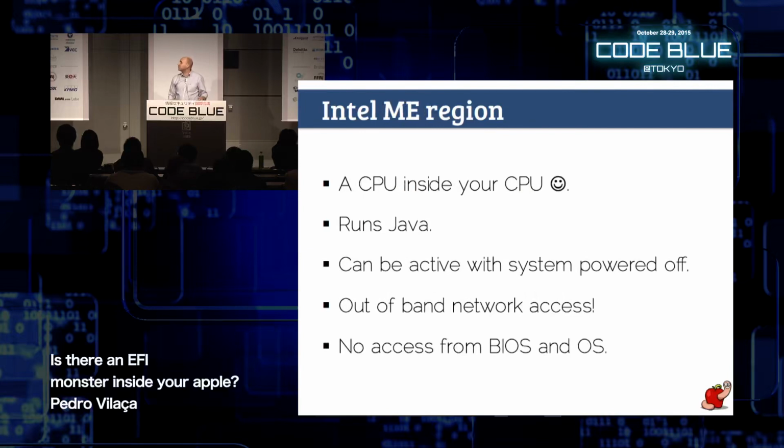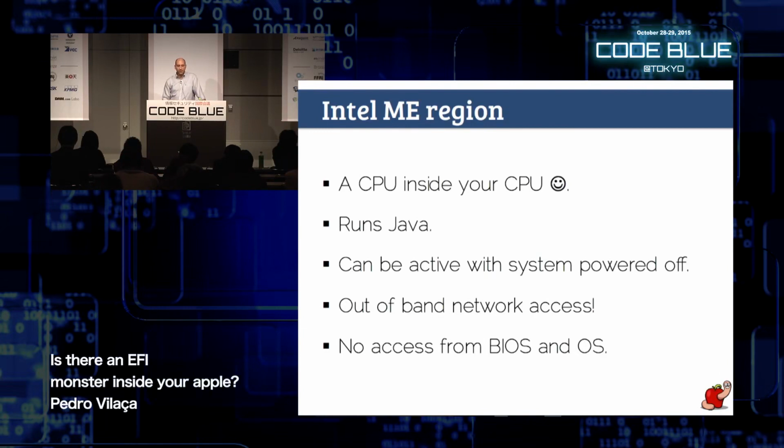Intel Management Engine region. If you remember Igor's presentation, he told you that the Intel Management Engine is basically a CPU inside your CPU. It runs there. The most surprising thing is that it runs Java. So your Intel CPU has Java running inside in parallel. And that's not very secure, as Java is the source of a lot of problems. It can be active when your machine is powered off, as long as there is a battery inside the machine or a power source connected to it.